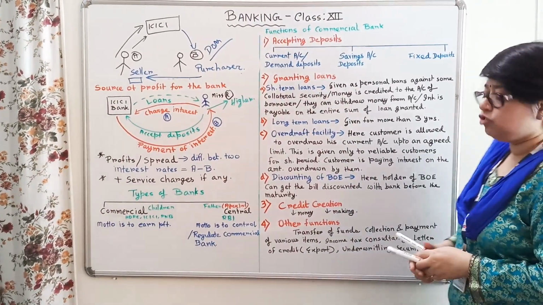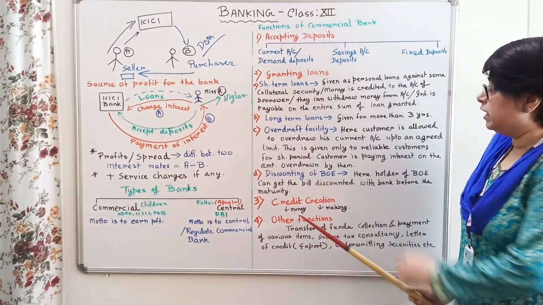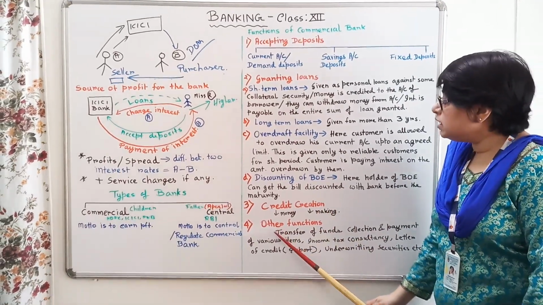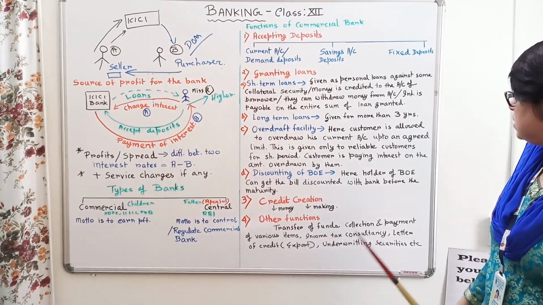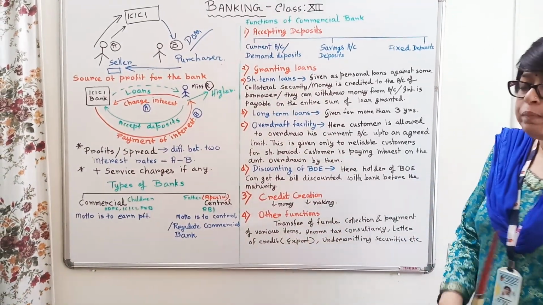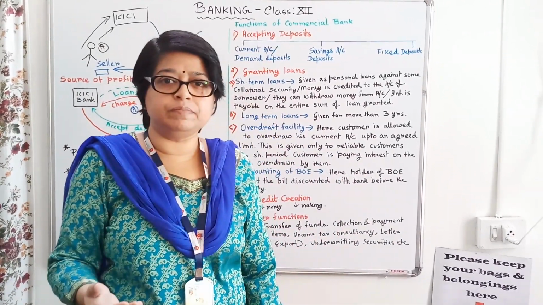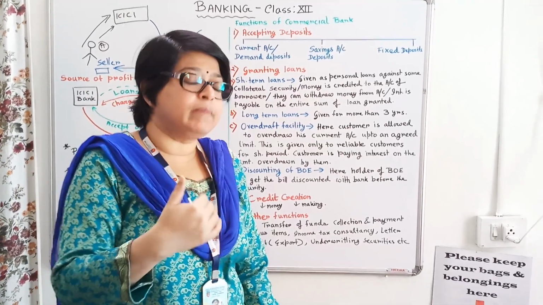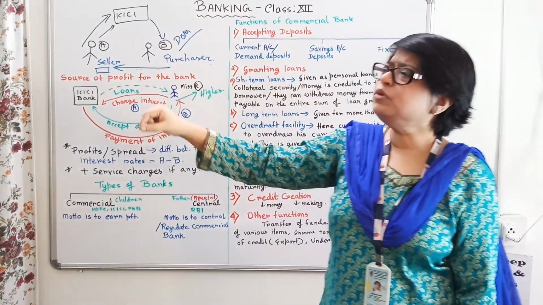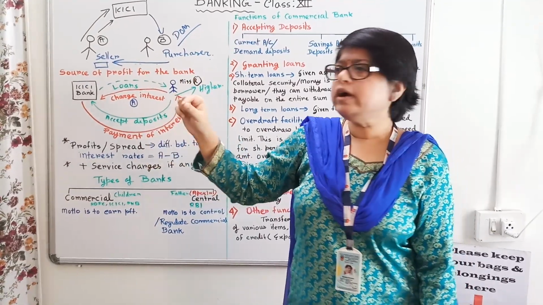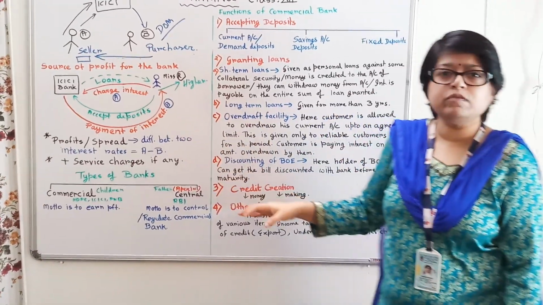Then the next function of the commercial bank is credit creation. This is a very important function that we are going to learn in detail. I will take a separate session to explain this. And in the other functions, commercial banks are doing several types of things. That is the transfer of funds, collection and payment of various items. Suppose I am a very busy person, so I don't have time to pay my electricity bill or my insurance premium. So I will give my bank a standing instruction. That means I will write a letter to the bank that on the 10th of every month you are going to pay my electricity bill from my bank account. So the bank is giving this type of service to us.